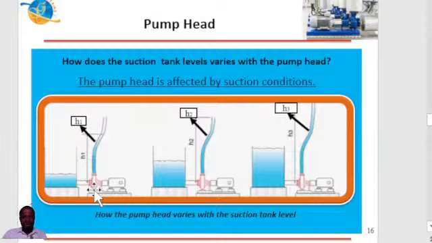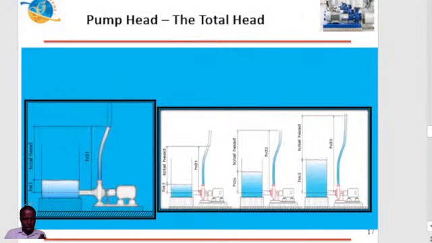Now, as the suction level of your pump is being increased, the potential energy of the fluid at the suction tank, at the pump suction, is also increasing. So you see how the pump head varies with the suction conditions. All right, that is very, very important for you to take note.